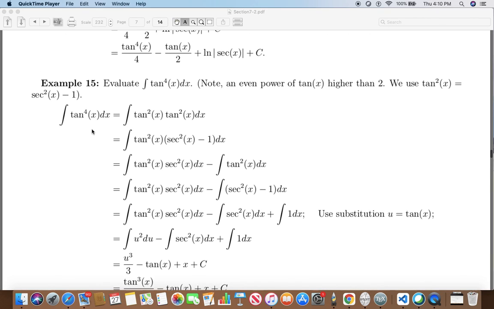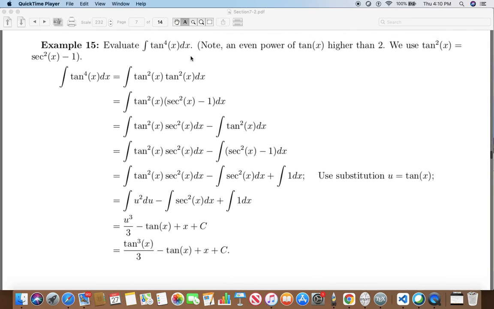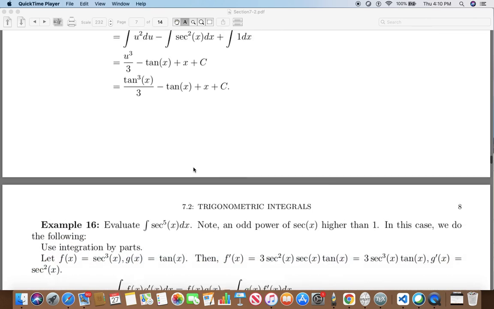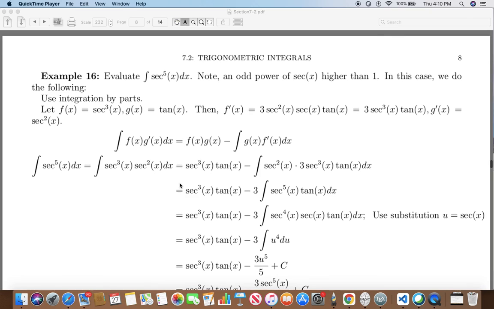So either way, high power of tan, what do you do? You take 2 powers of tan aside, get secant squared in your game, and that reduces power of tan. Keep doing that until you are able to integrate. 1 power of tan squared gets me secant squared minus 1. Secant squared dx is my du. Alright. We'll continue now with higher power of secant in our next video.